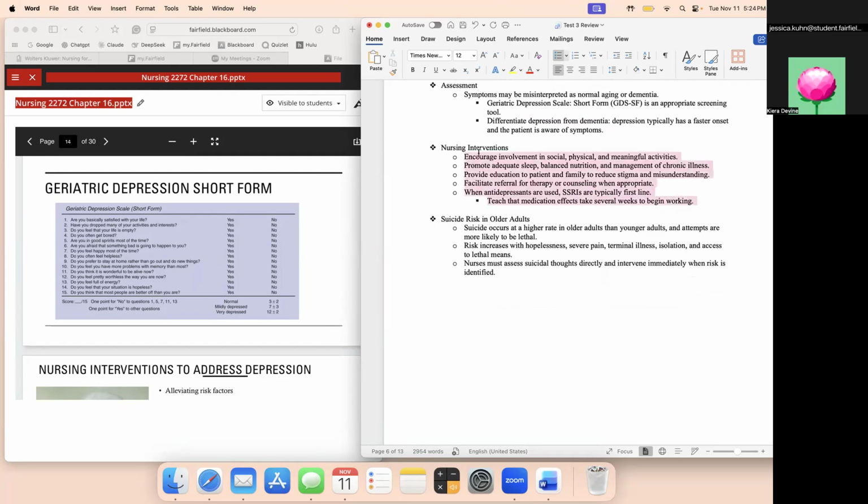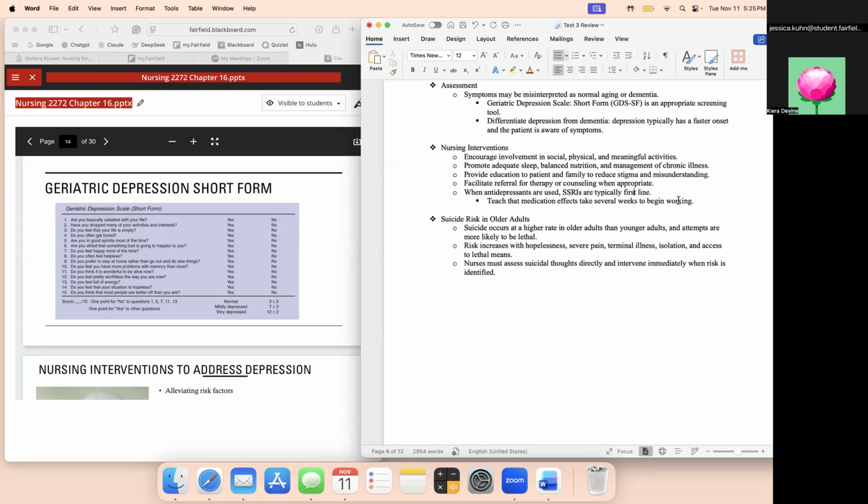Nursing interventions, again, very important. Encourage involvement. This is all very similar to what we talked about in the last section. Adequate sleep, nutrition, manage the chronic illnesses, provide education, and reduce the stigma is important. Because sometimes when you're sliding into a depression, you don't know what's going on because it is a gradual slide rather than one day waking up and feeling that way. Make sure you're referring where important, and referring to counseling when appropriate.